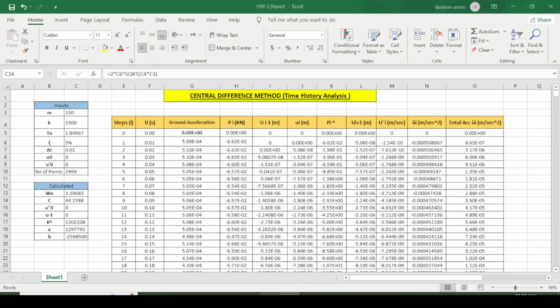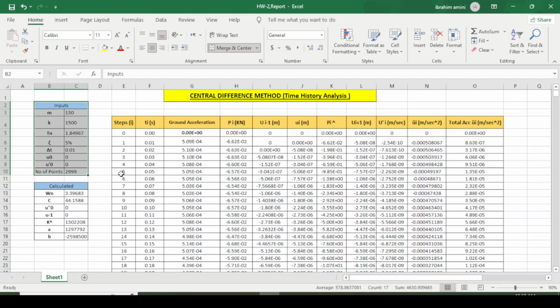So we will show it here in this Excel sheet. It is the central difference method. First, we will have some inputs. For example, mass is given, stiffness, and natural period, as I have told before, the damping ratio or percentage, the time increment or time difference, displacement is 0, velocity is 0, and we will have a total of 2999 points, which are from the earthquake record. These are the inputs.